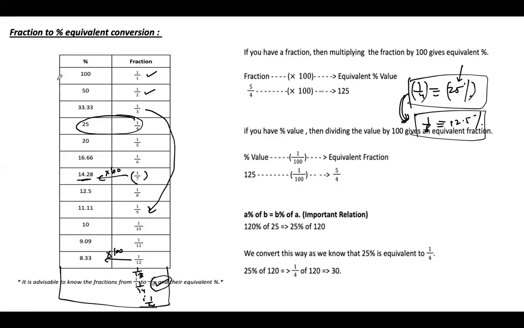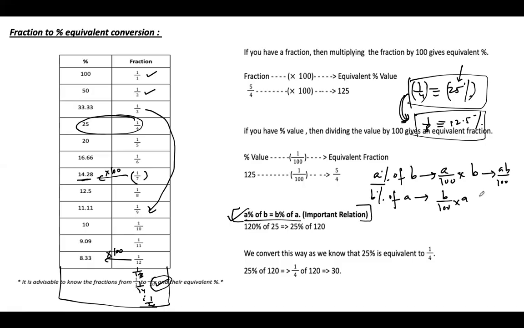In that manner, you can remember. There's one important relation as well. For example, A percent of B is equal to B percent of A. How will you write A percent of B? A percent would be, we have seen, A by 100. Of stands for multiplication. This is AB by 100. Let's see B percent of A. Same, B upon 100 into A. So BA or AB by 100, same thing. That's why I'm saying A percent of B is equal to B percent of A.